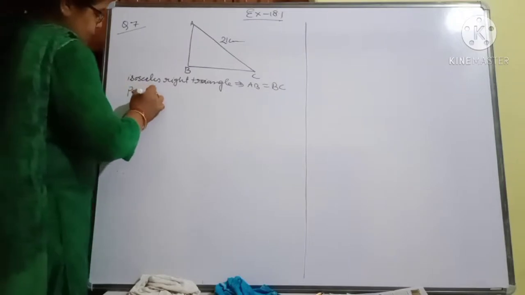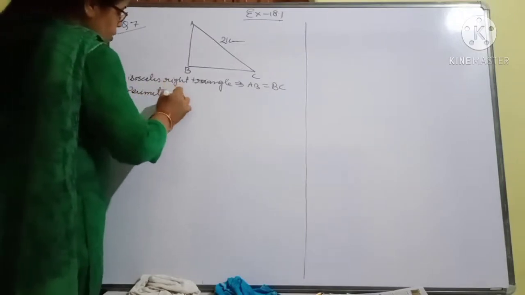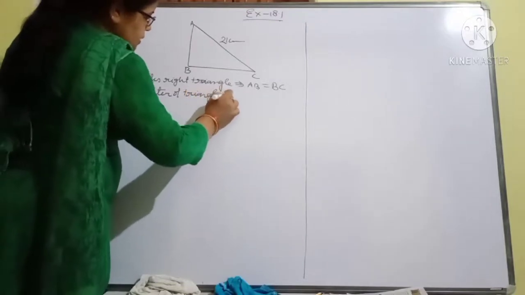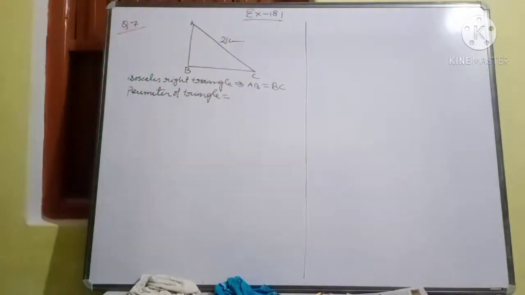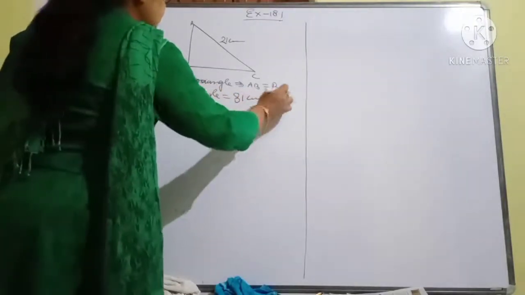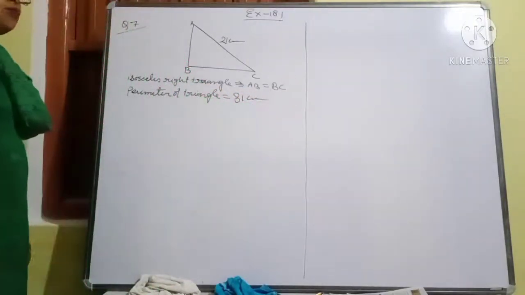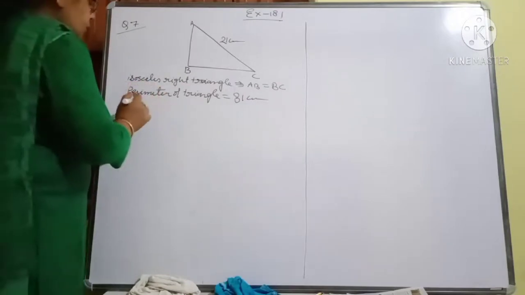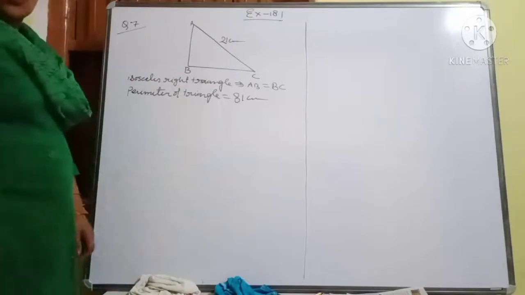Perimeter of the triangle is how much? 81 centimeter. You know how we can calculate the perimeter of the triangle? Perimeter is equal to the sum of all sides. Perimeter of triangle is equal to the sum of all sides.